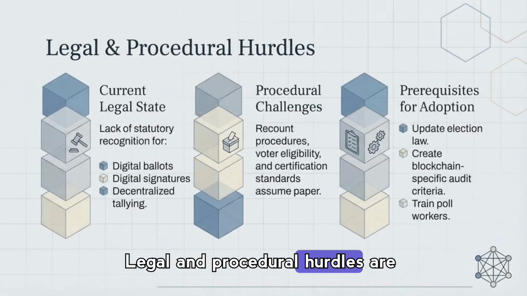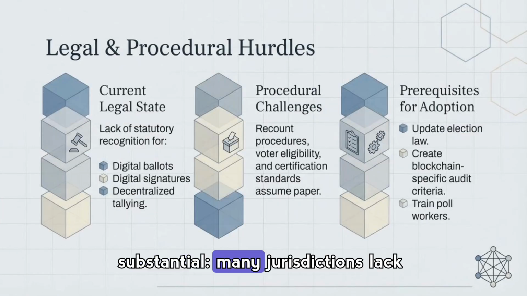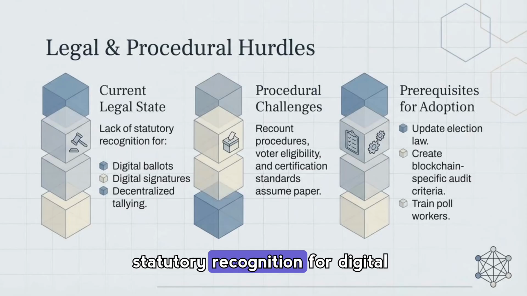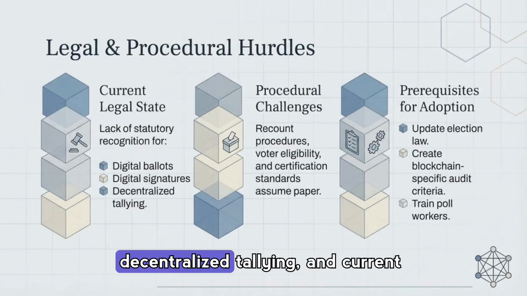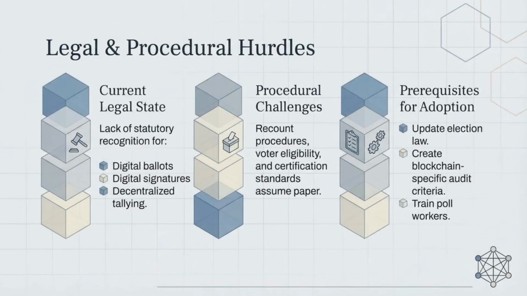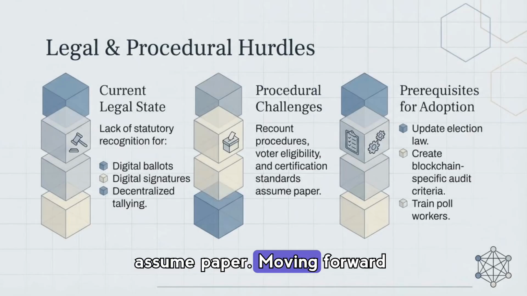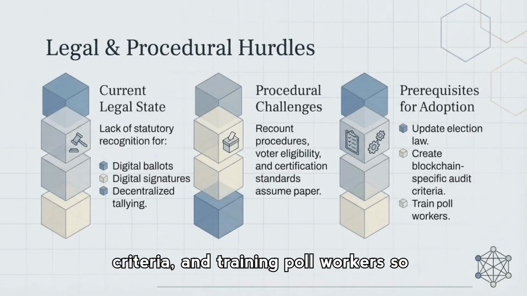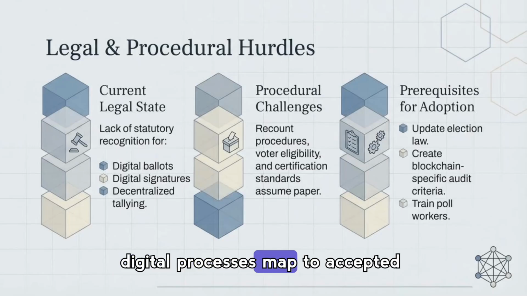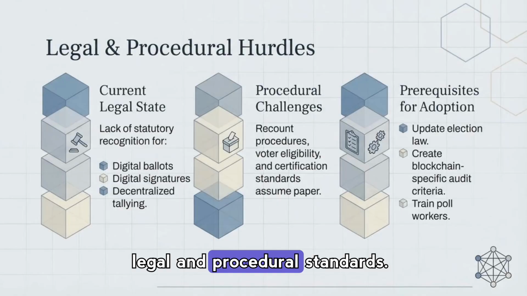Legal and procedural hurdles are substantial. Many jurisdictions lack statutory recognition for digital ballots, digital signatures, or decentralized tallying, and current recount and certification procedures assume paper. Moving forward requires updating election law, creating blockchain-specific audit criteria, and training poll workers so digital processes map to accepted legal and procedural standards.